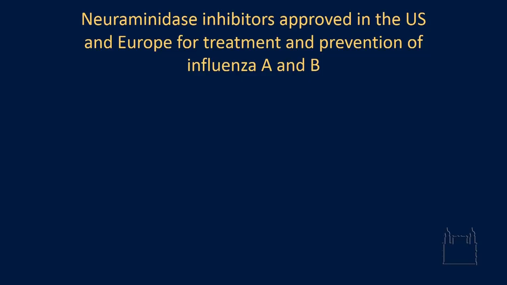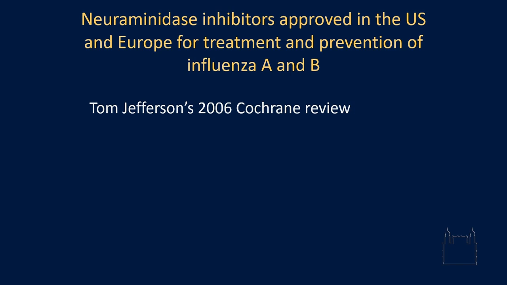Yeah. So here is an example, and to be honest with you, I don't know the details, but this guy, Tom Jefferson, it's not our president of 200 years ago, it was in 2006, he did a Cochrane review on neuraminidase inhibitors, which were approved in the US and Europe for treatment and prevention of influenza A and B. Just like what you know about statistics, medicine, I know just about this much. So I don't know the details, but what I know is this guy did a Cochrane review in 2006 and basically found that this medication was actually effective.